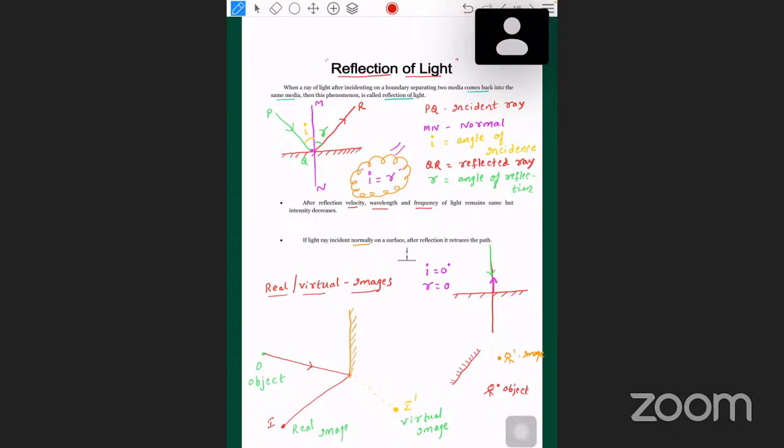Can you tell me, is it a real image or a virtual image? Real, sir. Why is it a real image? Sir, it is formed in the same medium, on the same side as the object. Yes, sir. Suppose the image is formed somewhere here, like this. So this is a virtual image. And this is a real image. So you got an idea how to tell the real image and the virtual image, right? Yes, sir. Okay, good.